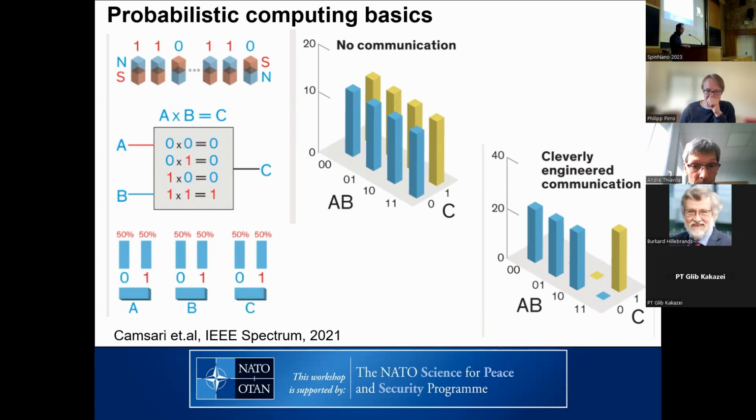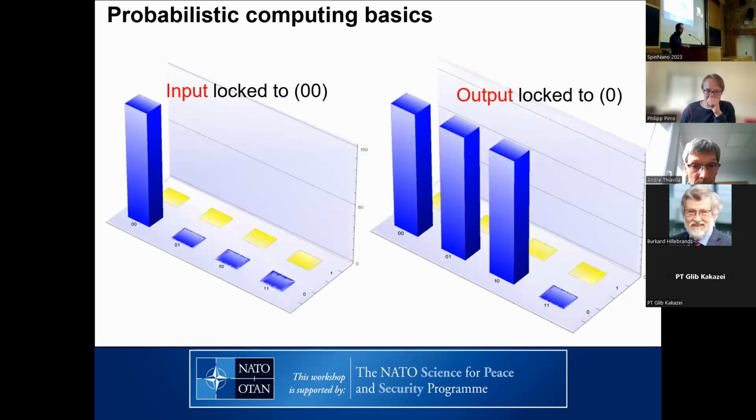The strength of probabilistic computing lies in the following fact: they can be reversed. What am I speaking about? Let's say we locked our input to 0, 0. A bit is 0, B bit is 0. Then the output bit C will be also 0, and 100% of the time our system will be in this state, as you see on the left panel.